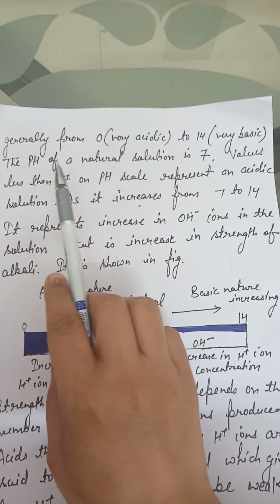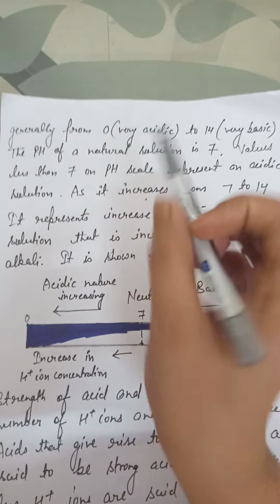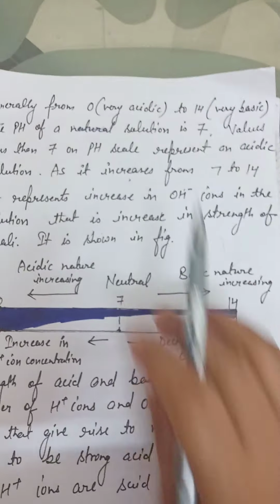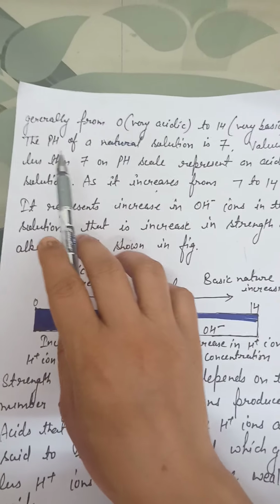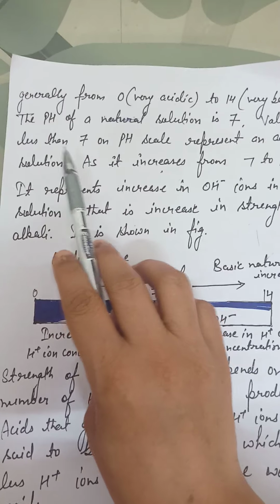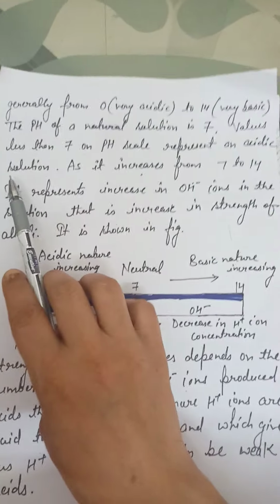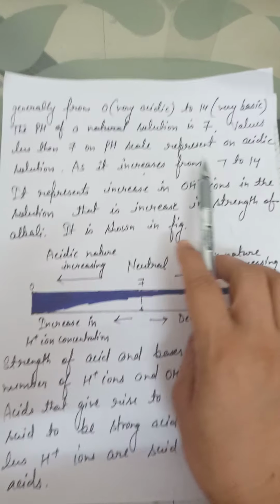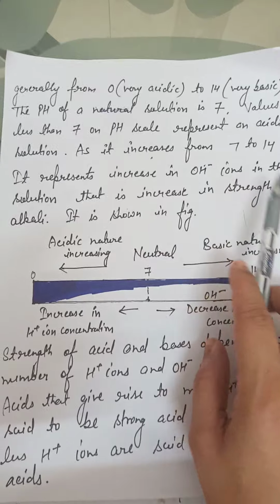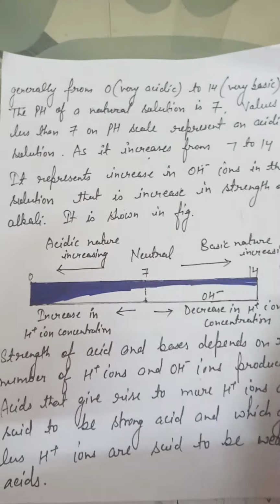The pH of a neutral solution is 7. It's a neutral solution, not natural. Values less than 7 on the pH scale represent an acidic character. As it increases from 7 to 14, it represents an increase in OH negative ions in the solution, that is, an increase in the strength of alkali. It is shown in the figure.